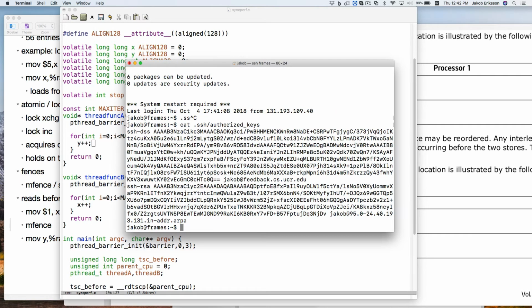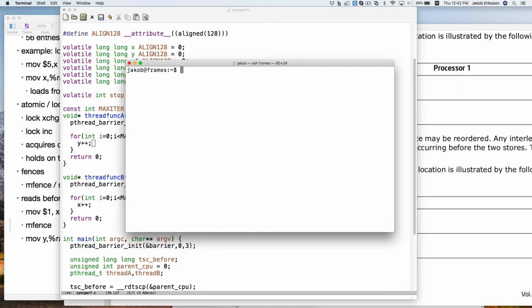This one says, if whoever's trying to log in has the matching private key, these are my public keys, so they're safe to show, then you're good, you don't need a password. Set it up. It's well worth your time.